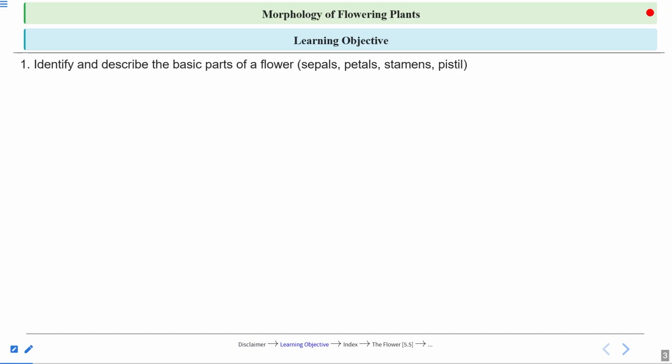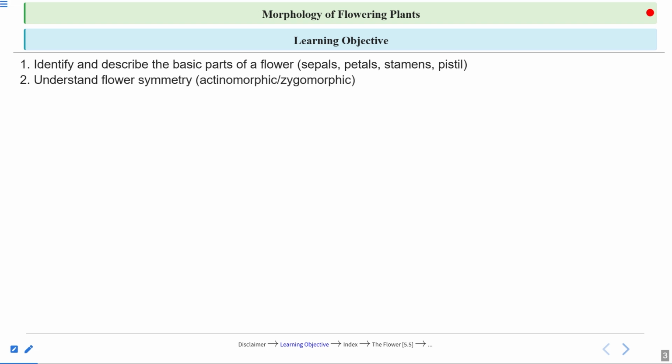Learning objective. Today's lecture learning objective: identify and describe the basic parts of a flower. Today we are going to study the sepals, petals, stamens and pistil. These are the basic parts of the flower. So the four different whorls we are going to study today.